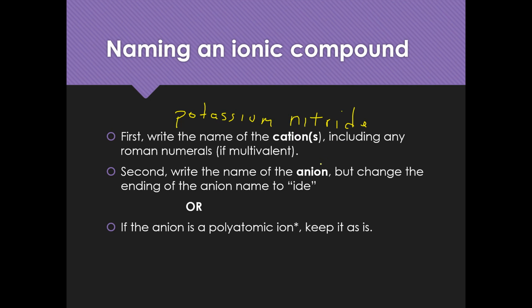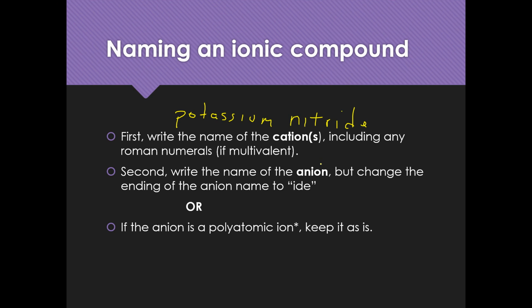And for the second part, the anion might have a polyatomic ion name, in which case we're not going to change the name of the polyatomic ion. We're just going to copy it off the back of the table, and that will make a little more sense on day 4 of this video series.